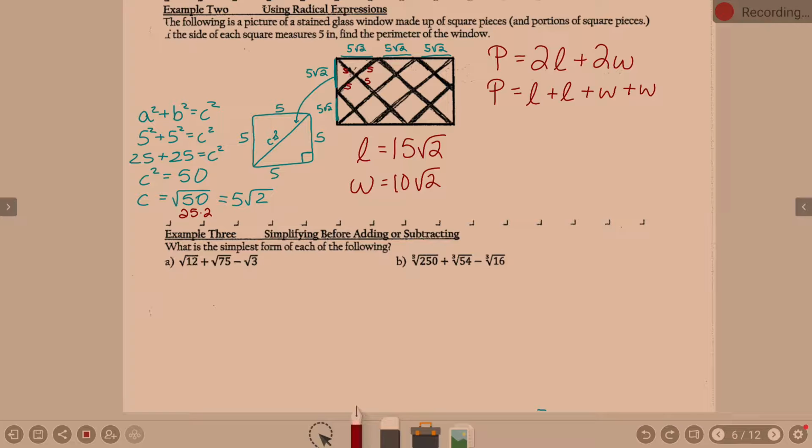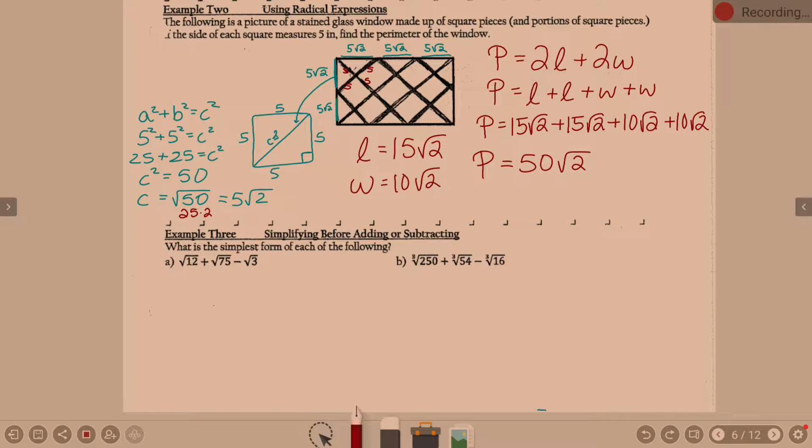Does it matter how you think about this? No, you just have to know perimeter. You're adding up all those sides. So, 15 square root of 2 plus 15 square root of 2 plus 10 square root of 2 plus 10 square root of 2. What does that add up to be? Yeah, they're all square root of 2, so we can add them. 15 plus 15 plus 10 plus 10 is 50 square root of 2.